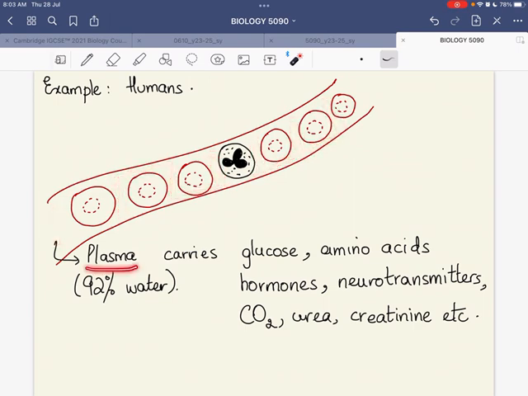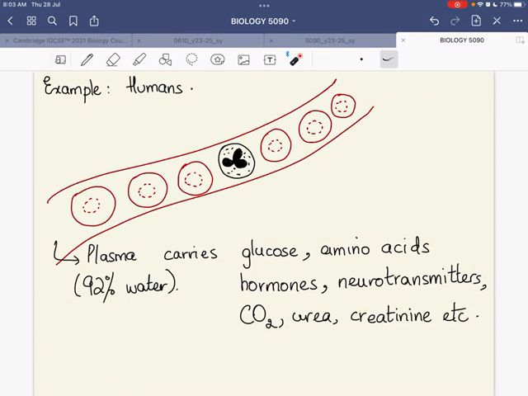So plasma, which is the liquid or watery component of the blood, carries various substances which are necessary for our life: glucose, amino acids, hormones, neurotransmitters, meaning chemicals released by the brain, and excretory products like carbon dioxide, urea, creatinine, etc. Had there been no plasma, these essential nutrients would not have been supplied to various cells of your body. It is only because of the plasma which is carrying these substances to each and every cell of our body, and this could not have been possible without the presence of water.